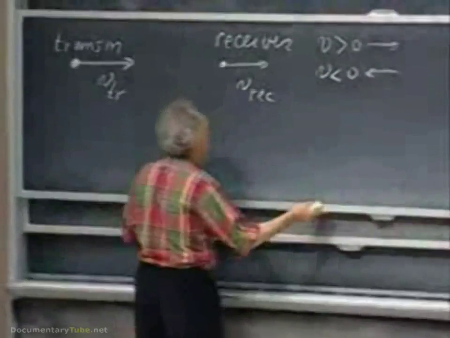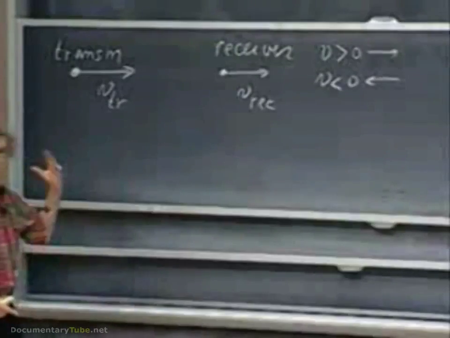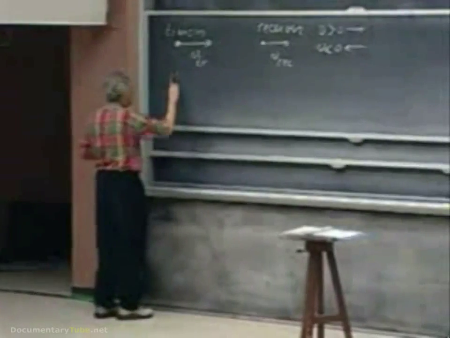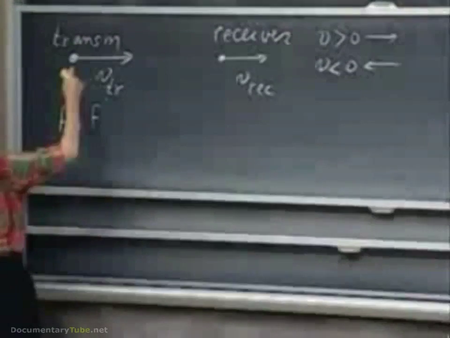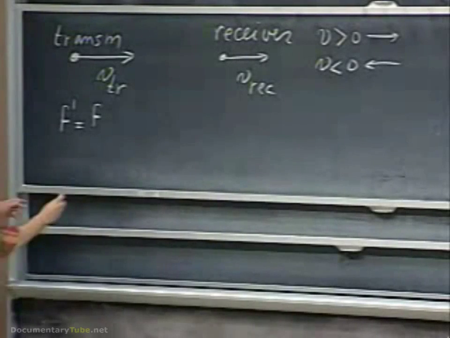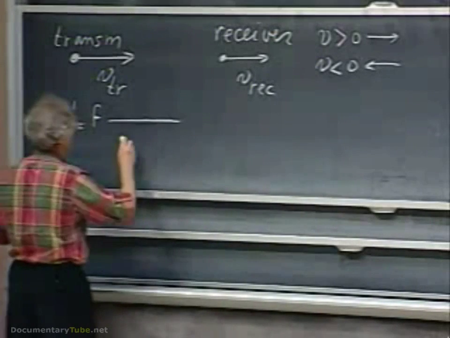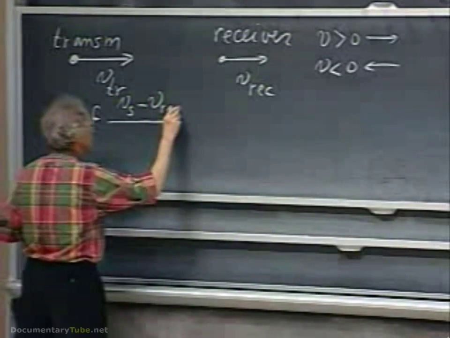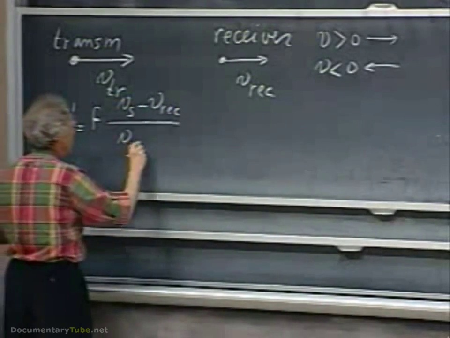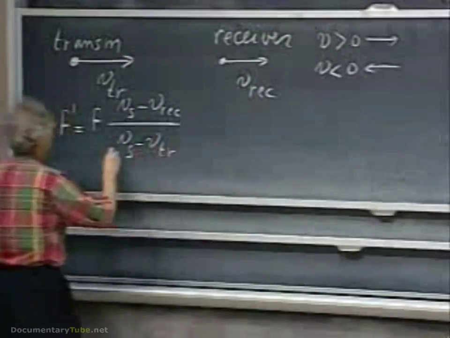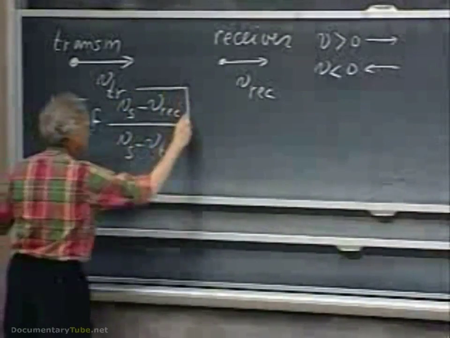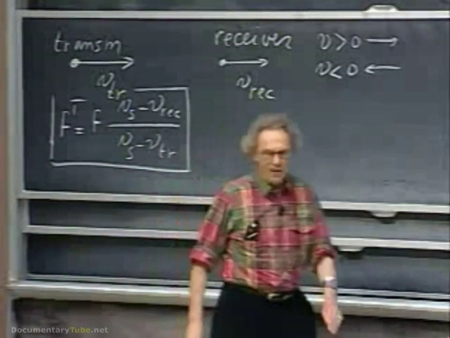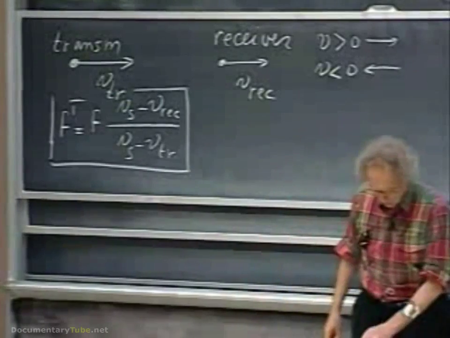The frequency that the receiver will experience, will hear, if you like that word, that frequency I call f prime, and f is the frequency as it is transmitted by the transmitter. And that f prime is f times the speed of sound minus v receiver, divided by the speed of sound minus v of the transmitter. So this is known as the Doppler shift equation. If you have volume 1 of John Coley, you can look it up there as well.